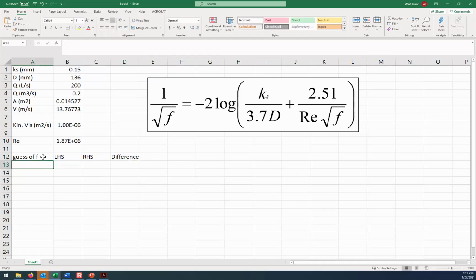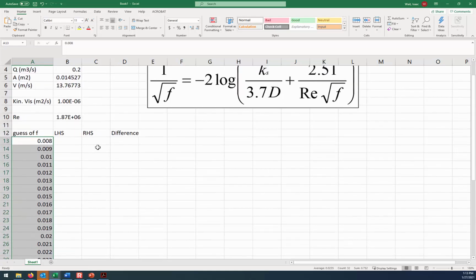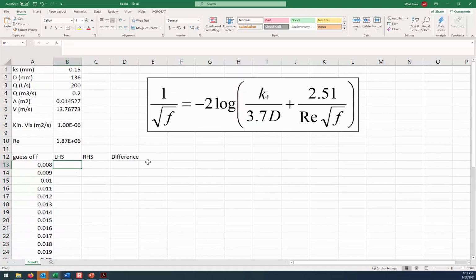Okay, so for my guess of f, the lowest value of f that you would generally see could be starting at 0.008. And what I'll do is I'll say, what about 0.009 as well? And then I'm just going to do it over the entire spectrum of typical f values. Maybe an upper end f value could be 0.038. All right. So one more. Okay, so I've got all those different f values.